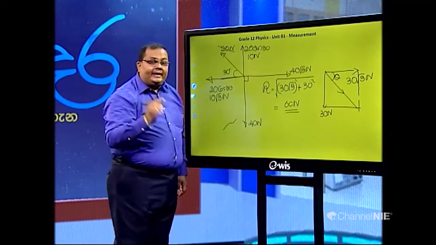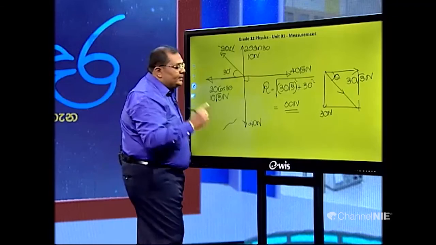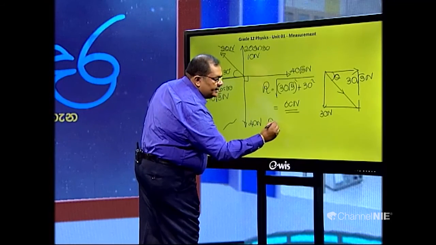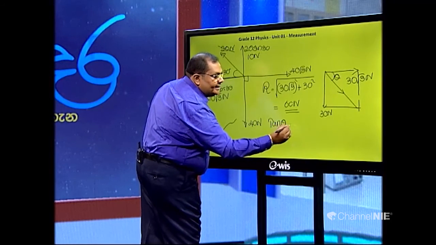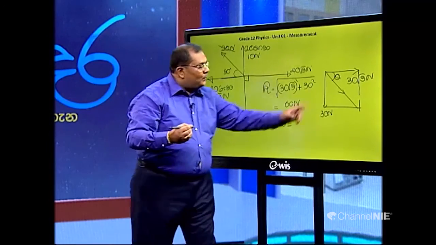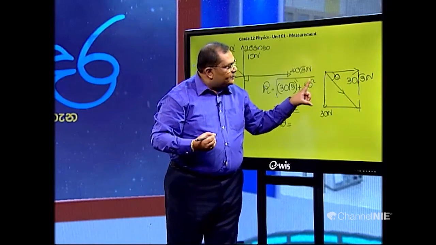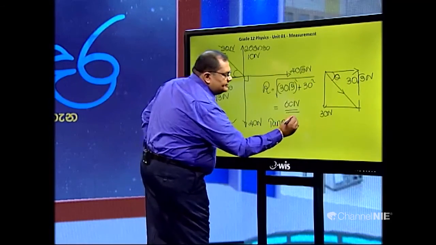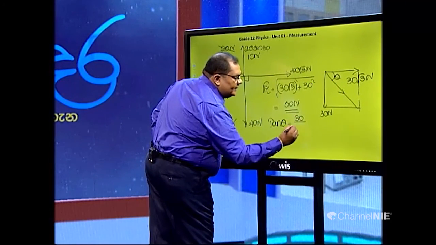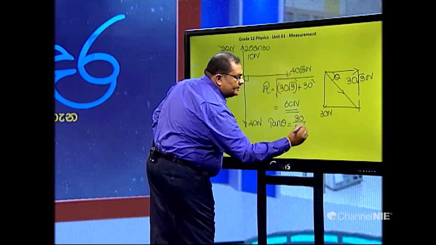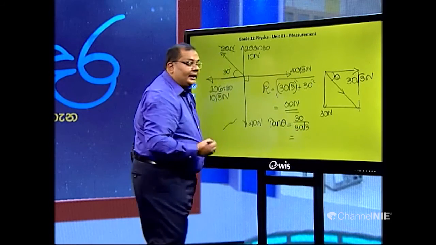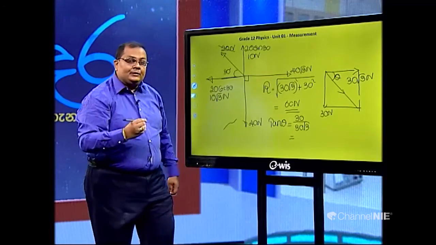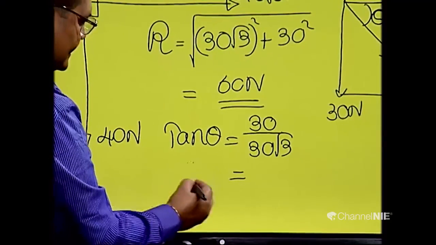You need the angle also. When you are finding the resultant of a vector, you need the direction also. Tan theta is equal to what? Here opposite over adjacent. Opposite means this one, 30 over 30 root 3. Then you can see 1 over root 3. Then theta is equal to 30 degrees.